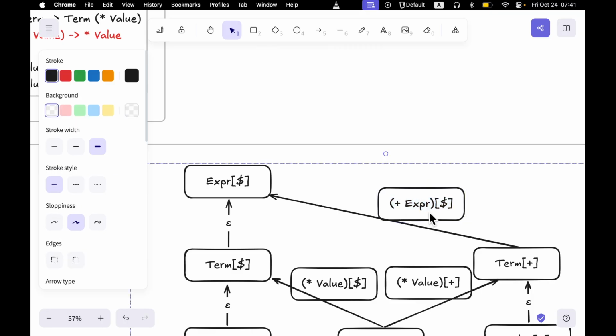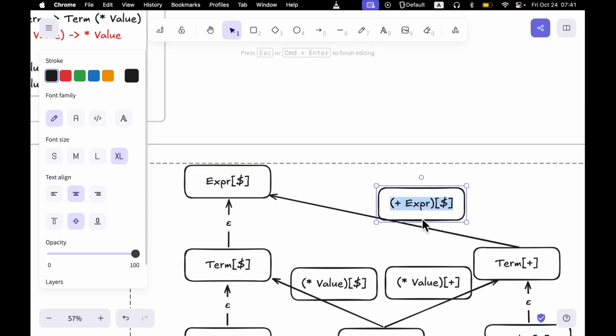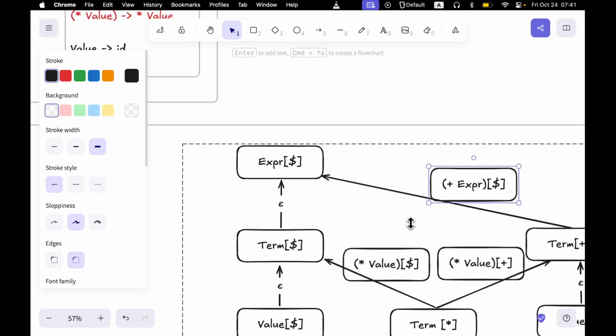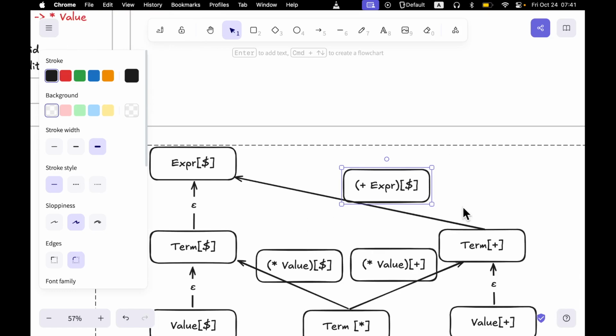So this state can be reduced into this state if this state, this plus expression $sign state, is at the next item of the stack. So if there's a stack and there's two items as two states, term plus and this state, then these two states can be reduced into expression $sign.